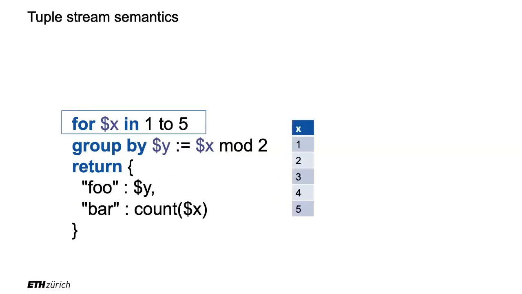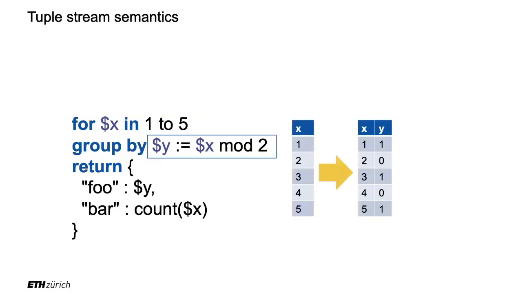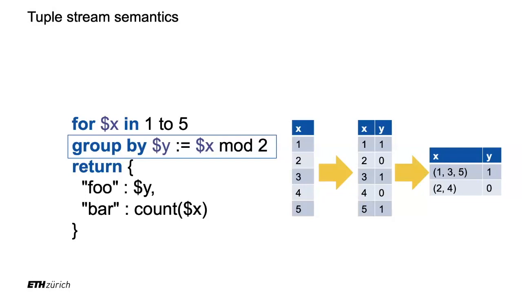For $x in 1 to 5, group by first computes the key, x mod 2, which is just the remainder of the division by 2: 1 if it's odd, 0 if it's even. And then group by does this. Look at what happens. Y is only 1 or 0, so I have two groups: the group for which Y is 1 and the group for which Y is 0.